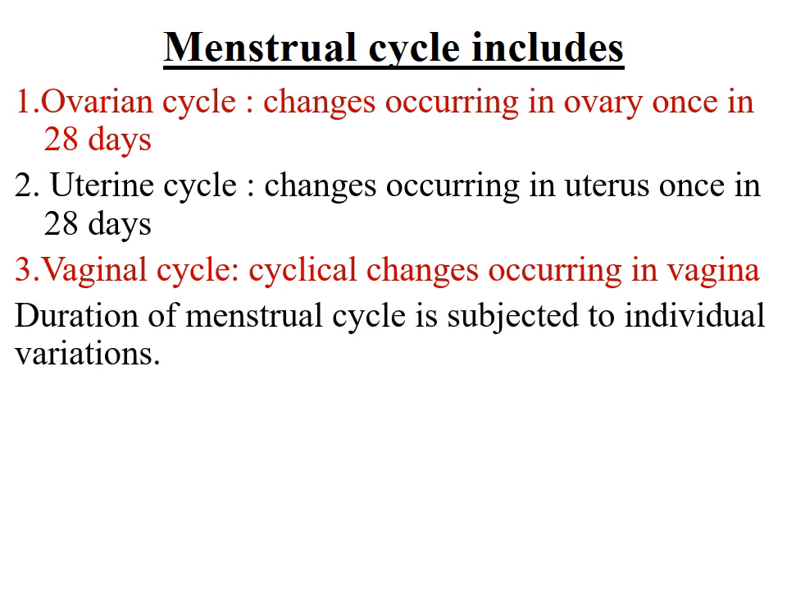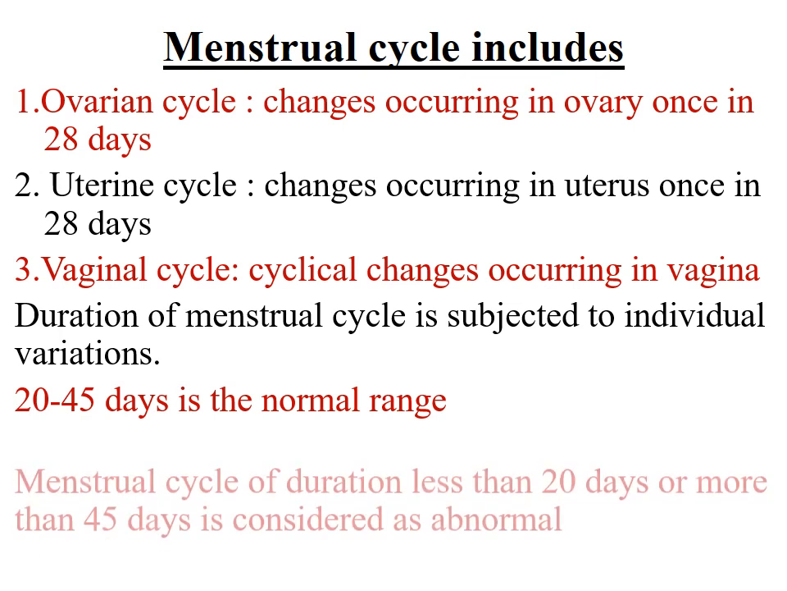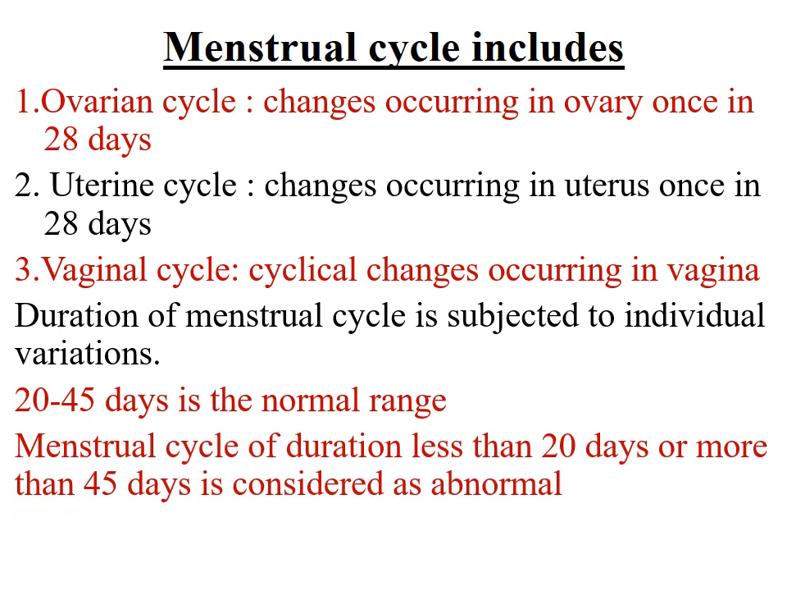The duration of menstrual cycle is subject to individual variations. 20 to 45 days is considered to be a normal range, which means that you cannot expect everyone to have a 28-day cycle. It can be within a range of 20 to 45, which is considered to be normal. Menstrual cycle of duration less than 20 days or more than 45 days is considered to be abnormal.